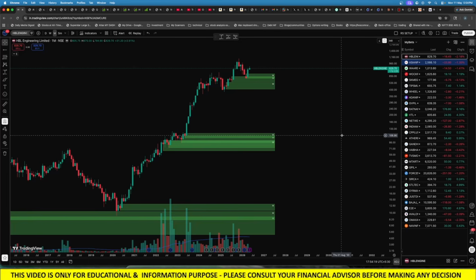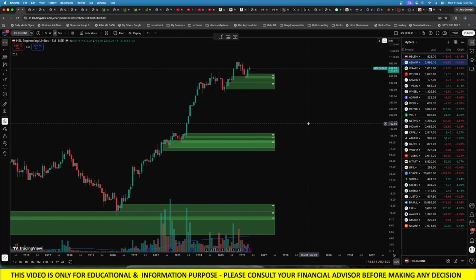Today we will see what is the concept of supply and demand and if it is possible to detect a price whenever it enters in the demand zone. One of my subscribers was asking about the same, whether it is possible to scan all the stocks whenever the price is in the demand zone.